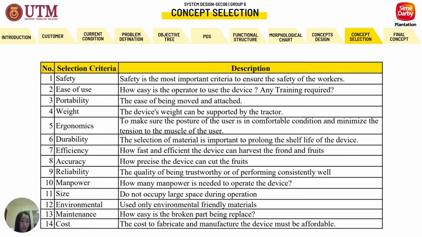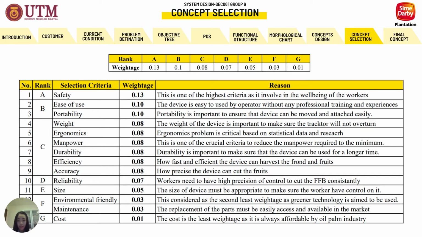Next, I'm going to talk about the selection criteria of concept selection. The criteria include safety, ease of use, portability, weight, ergonomics, durability, efficiency, accuracy, reliability, manpower, size, environmental, maintenance, and cost. We have distributed the weightage based on the degree of importance of the selection criteria. Safety is the most important criterion and it ranks A, which is 0.13 out of 1.